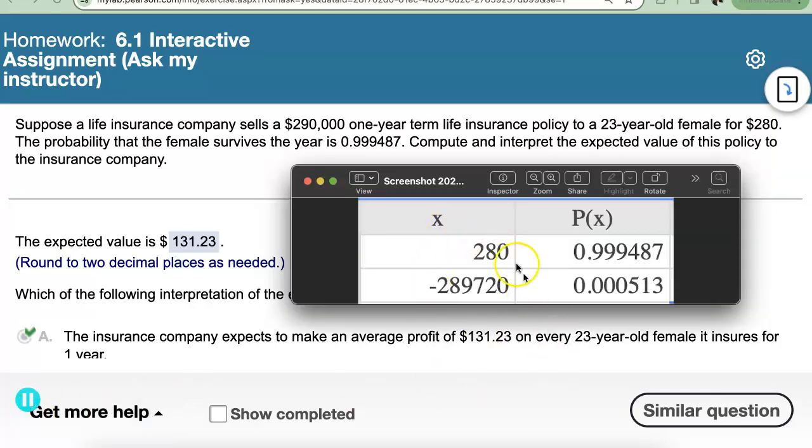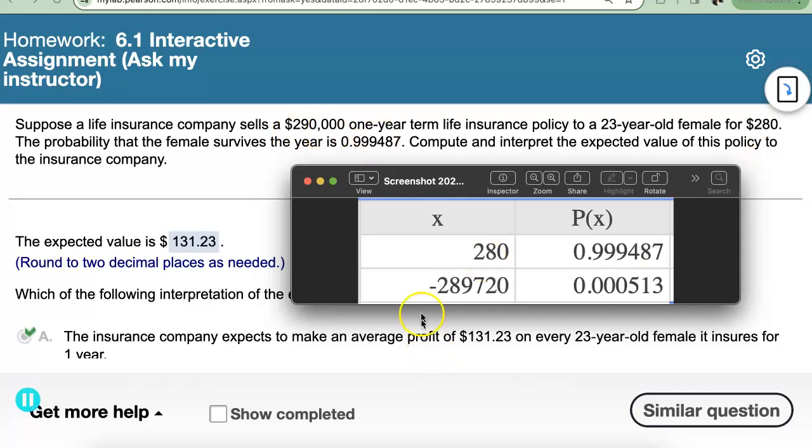And that's what you see displayed here. So in this first row, if the person lives, we were given that probability. We also see what the insurance company expects to collect. So that's why it's a positive value to the insurance company. If that person dies, remember that the person they're insuring has paid the $280 for that year. So that is something they're collecting, and then they pay out $290,000.